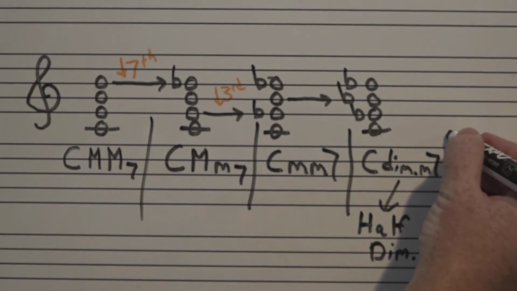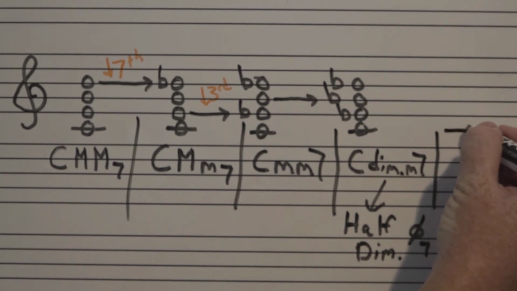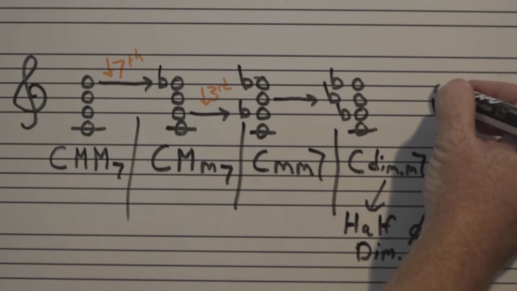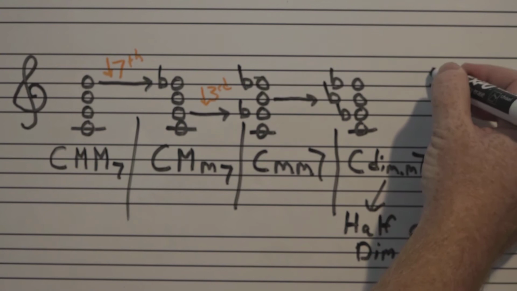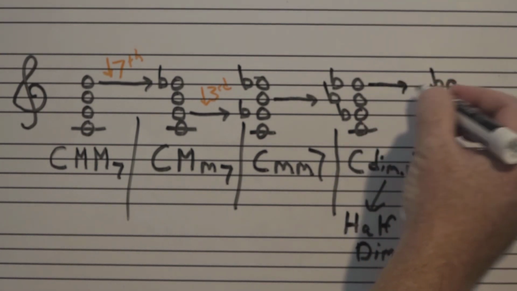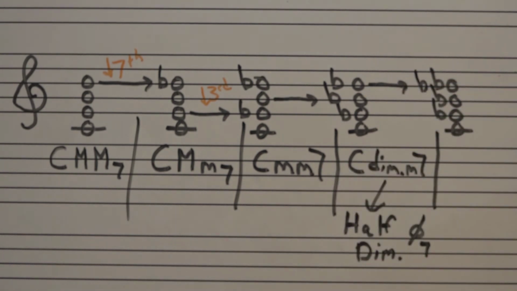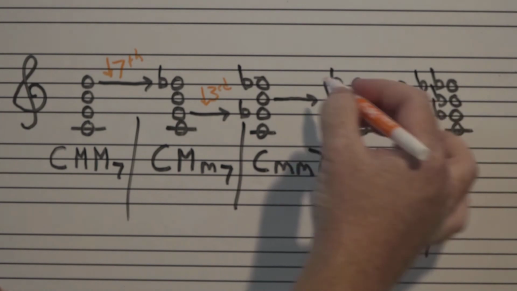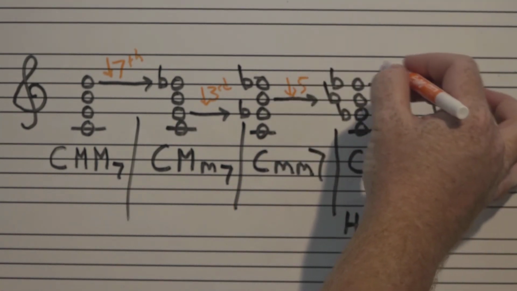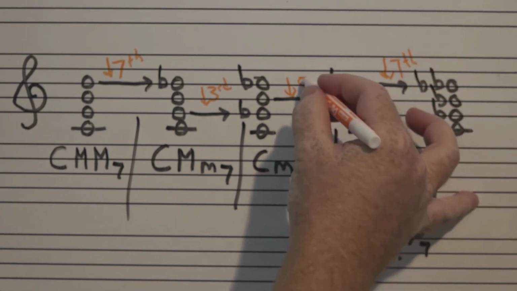And finally, one more. We have a C, an E flat, a G flat, and a B flat. That's our half diminished. We're going to lower the seventh again. Forgive me, I forgot to fill this in. That is lowering the fifth. And this is lowering the seventh.